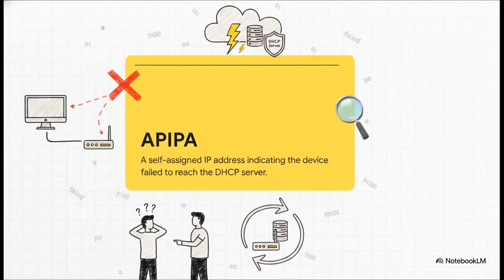The answer is APIPA, or Automatic Private IP Addressing. When you see an address starting with 169.254, it means the computer cried out to the DHCP server for a valid IP address, but the server just never responded. So the computer gave up and assigned an APIPA address to itself. This immediately tells you there's a communication failure on the network, and rebooting the router or that DHCP server might just be your very next step.